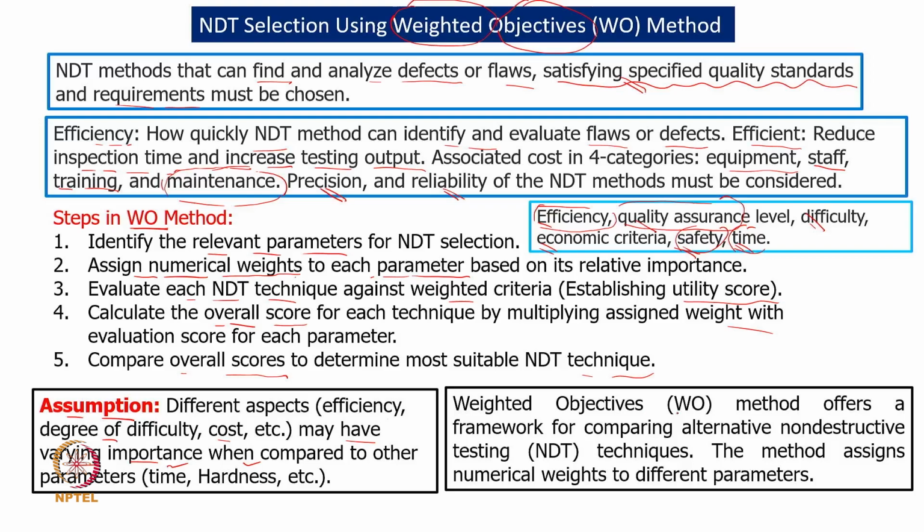So, what we can say is that the weighted objective method offers a framework for comparing alternative non-destructive testing techniques. The method will assign numerical weights to different parameters and finally quantify. So, we will try to minimize subjectivity and go to the objectivity side. We will try to give some numbers, so the results are better and better for us.